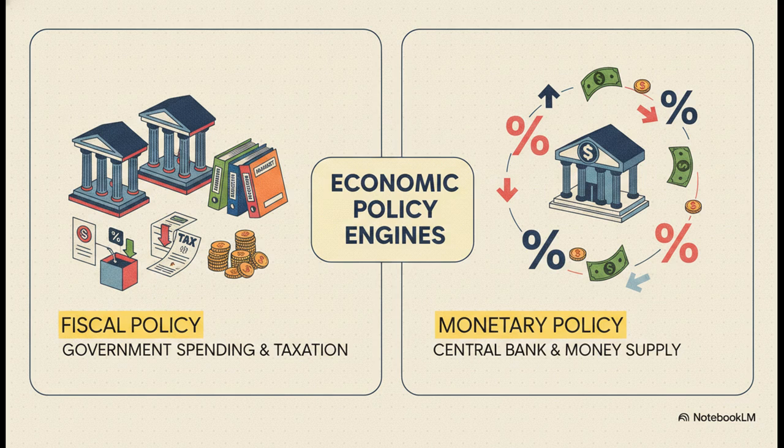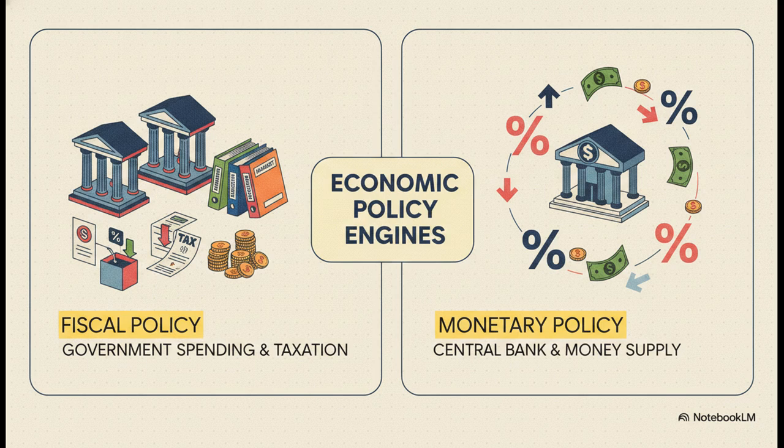Think of fiscal policy as deciding where the car drives. This is handled by the Ministry of Finance. Their tools are the national budget, government spending, and taxation. If they want to boost employment, they might increase spending on infrastructure or cut taxes to pump up aggregate demand. On the flip side, think of monetary policy as controlling the amount of fuel flowing into the engine. This is controlled by the central bank, like the Central Bank of Nigeria, or CBN.